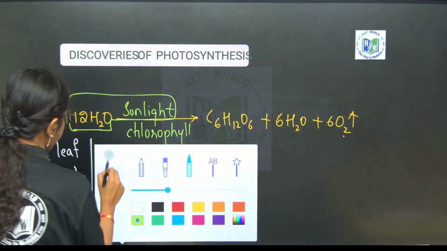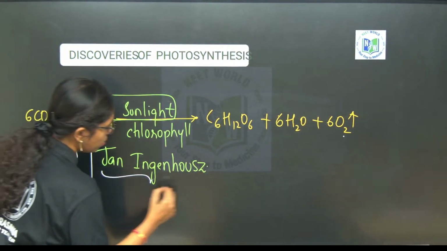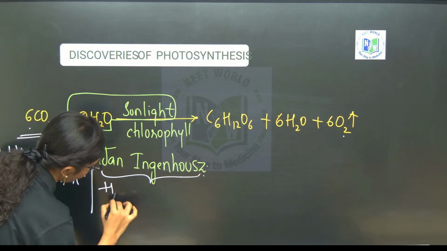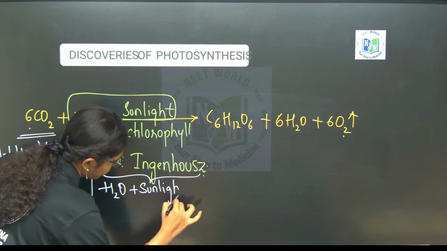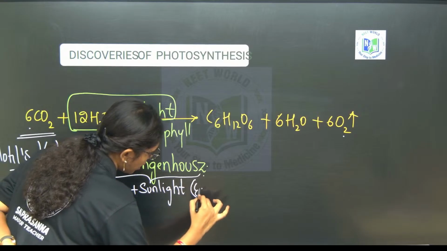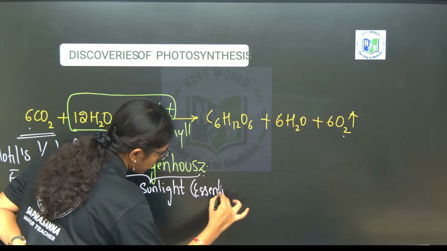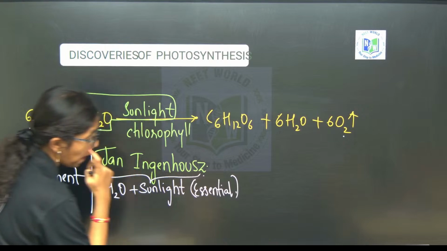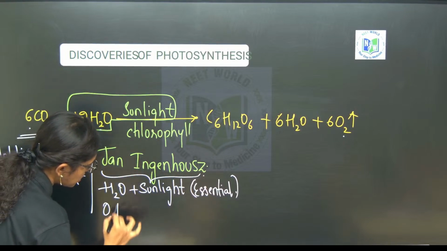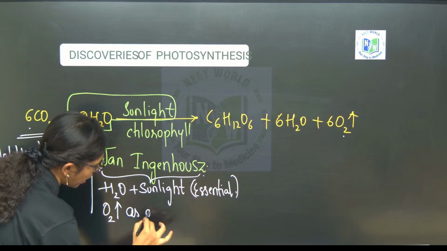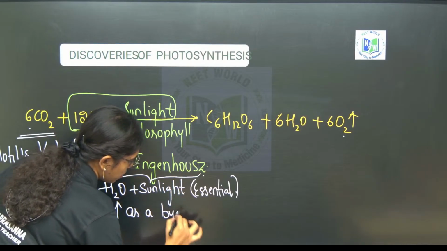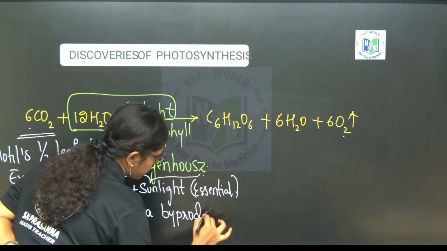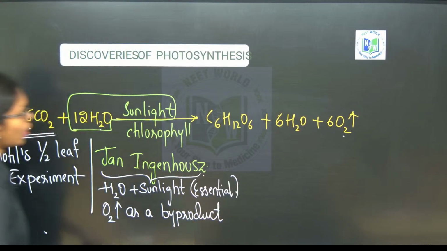So, take down. Jan Ingenhousz has said that water and sunlight are essential for photosynthesis. Oxygen is evolved as a byproduct of photosynthesis.